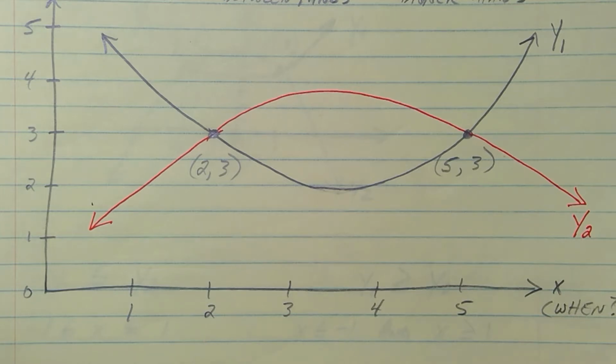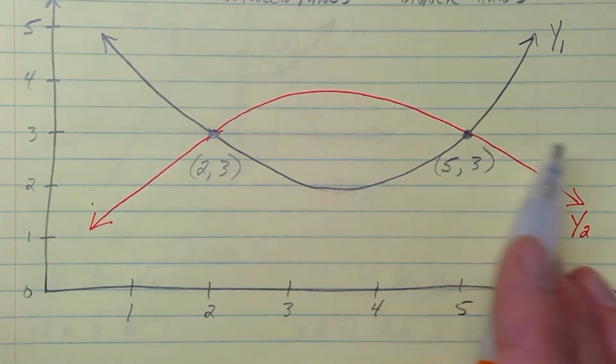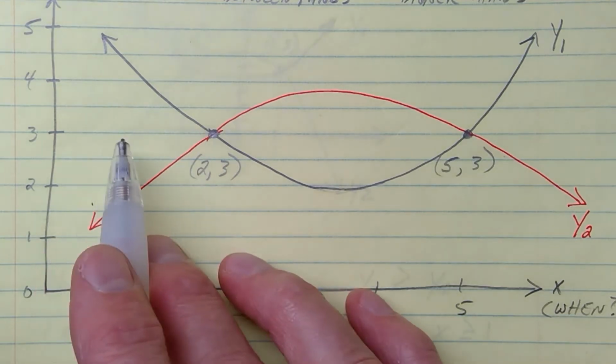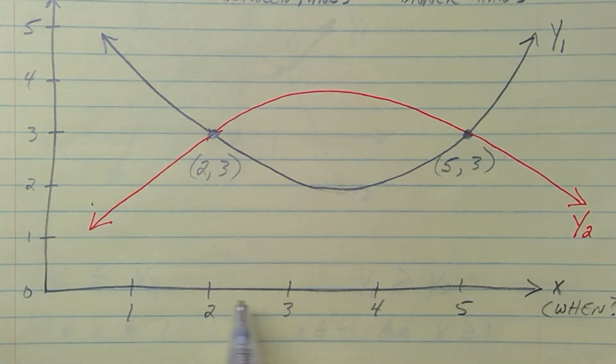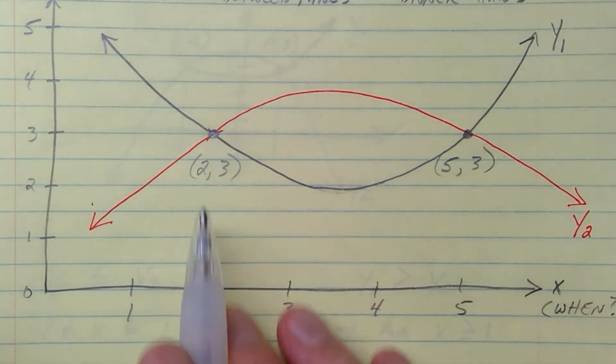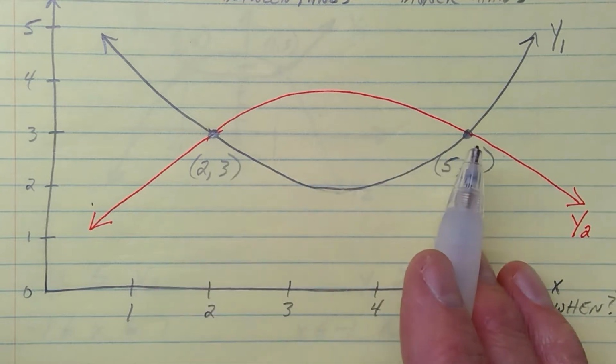I could ask you, when is y1 greater than y2? Well, y1 is above y2 over here, and y1 is above y2 over here. So I need to tell you how to explain when that happens. Remember, anytime somebody asks you when something happens, they're talking about the x-axis numbers. So maybe after 1 hour, after 2 hours, 3 hours, 4 hours, 5 hours, whatever story you want to tell down here. But explain where the intersections occurred.